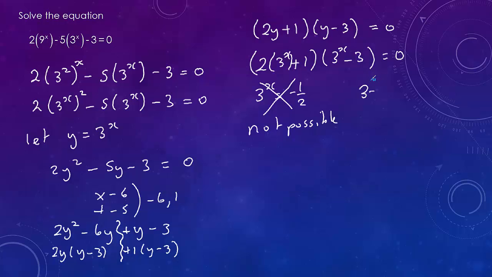This one gives me 3 to the x is equal to 3, and that would be x equals 1. So x equals 1 is actually the only solution of that one. But you have to write down both of these and state that this one's not possible.